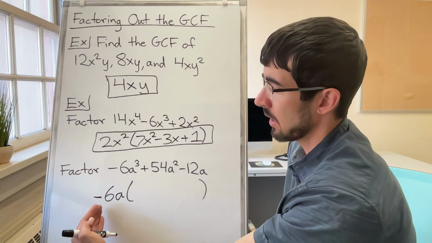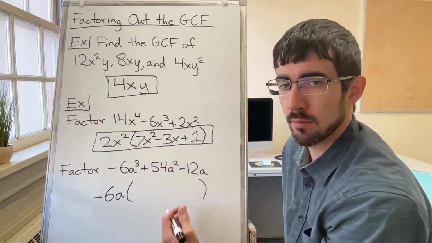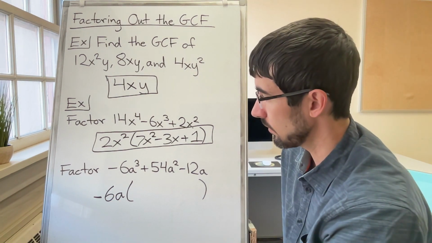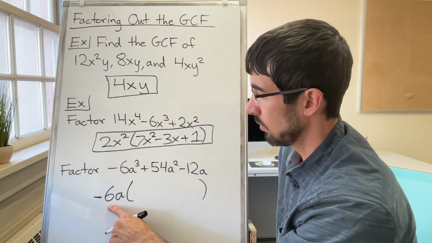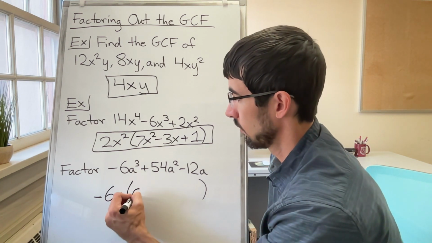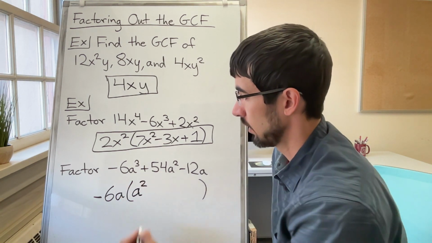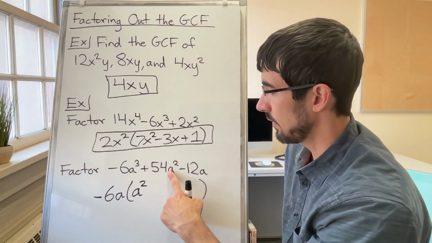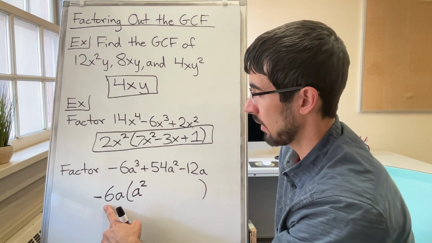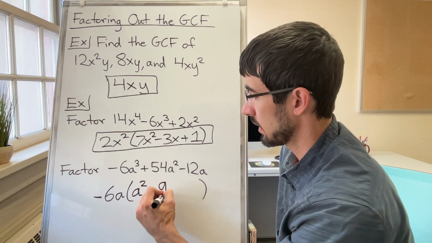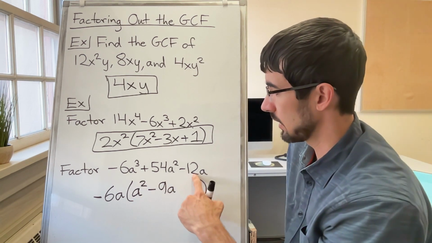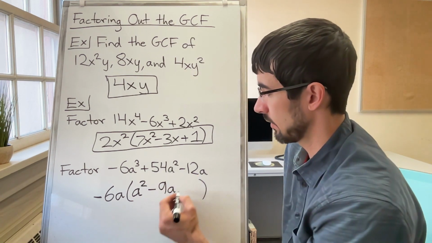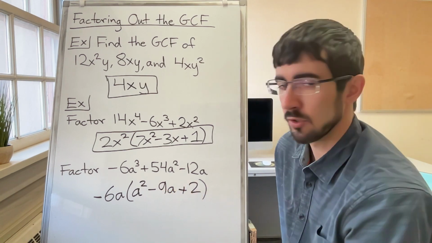We divided that out in front of the expression. That's the reverse of distributing. So negative 6a cubed, divide out a negative 6a. What's left over is an a squared. 54a squared, divide out a negative 6a. I'm going to have minus 9a. And finally, negative 12a, divide out negative 6a, is positive 2.